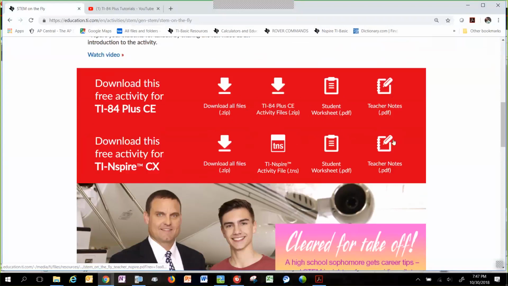But if you're looking to get just the 84 or just the Nspire files, it's all posted here on the website. You'll note that the student and teacher documents are in PDF form, so they should be viewable on just about any computer platform.